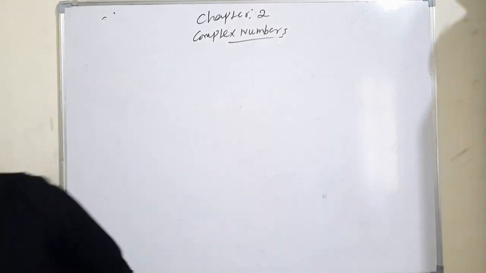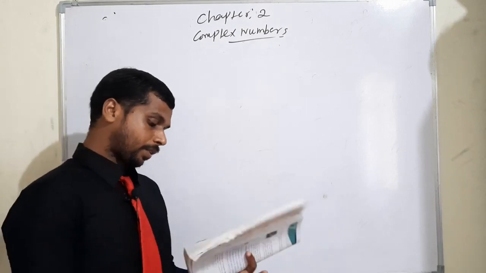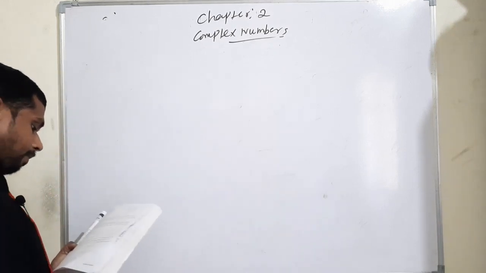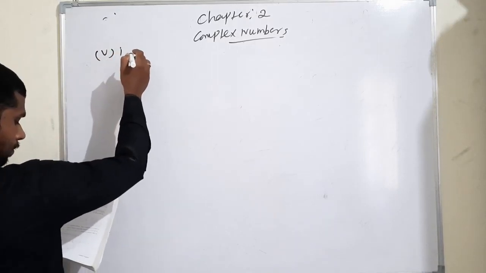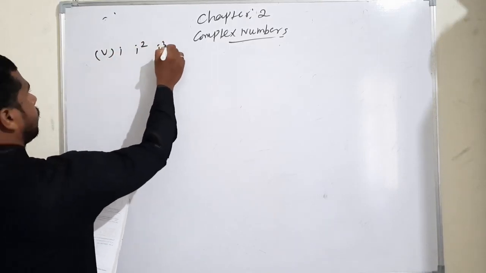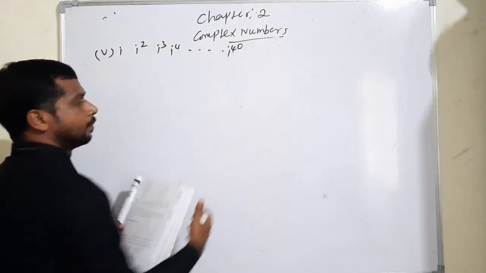So I am moving to continue. Example 2.1, subdivision 5. What is the question? Subdivision 5: i, then i square, i cube, i power 4, dot dot dot, i to the power 40, isn't it?